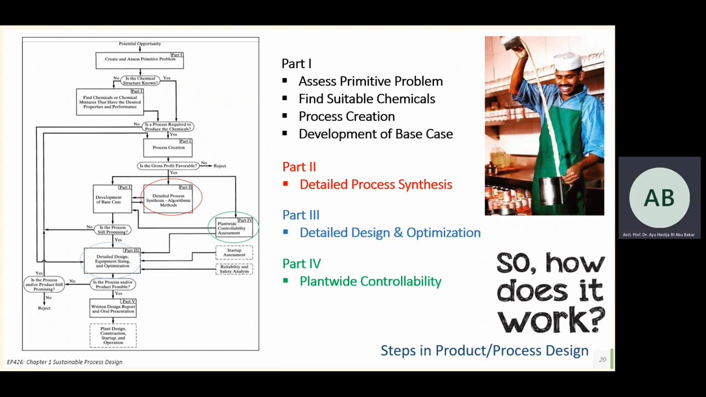Okay, for part 4, plant-wide controllability is the control instrumentation part where you need to control your process. Okay, but if it involves temperature, so you need to have temperature controller. What happened? Analyze what happened when the temperature goes high. What happened when the temperature goes low? You must have your cut off. What is your cut off temperature?